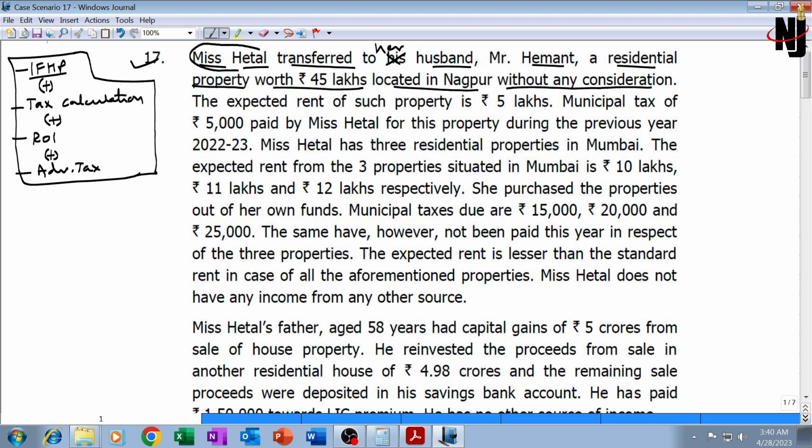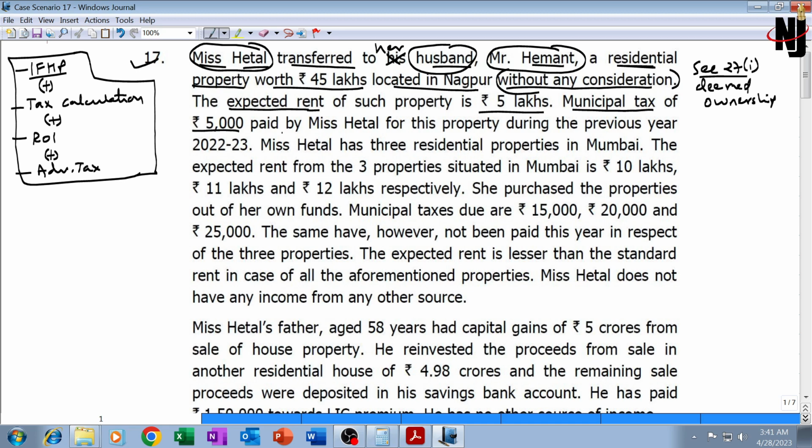Now, one spouse is transferring to another spouse without any consideration a house property, then provisions of section 27 clause 1 will be attracted. In this case, though the ownership is transferred to Hemant, Hetal only will be deemed to be the owner. It is a case of deemed ownership. If you recollect house property chapter, towards the end of the chapter we had discussed 6 situations where 27 section will be applicable. The expected rent of such property, we don't know whether it is let out or it is self-occupied. The expected rent of such property is 5 lakh rupees.